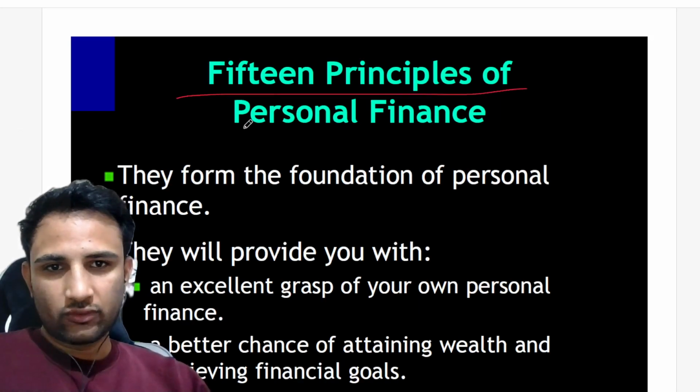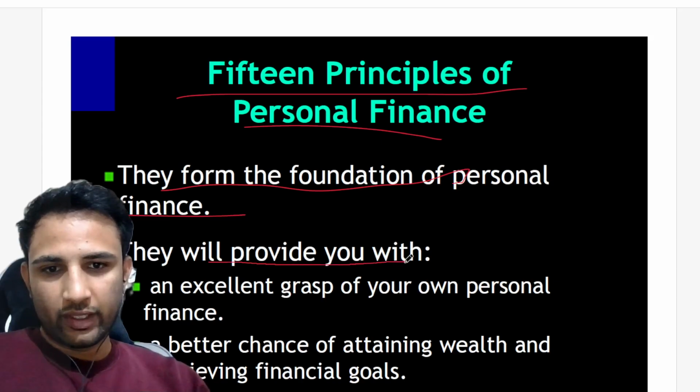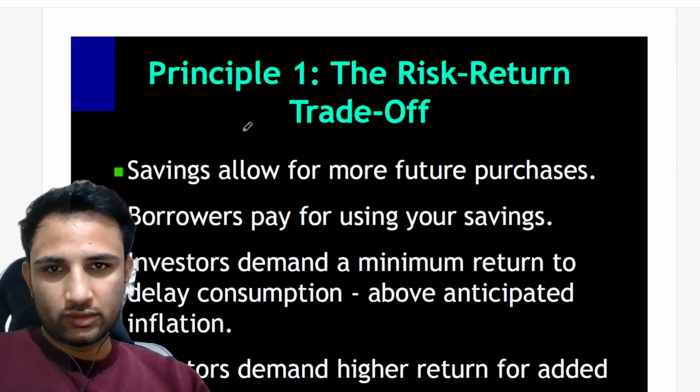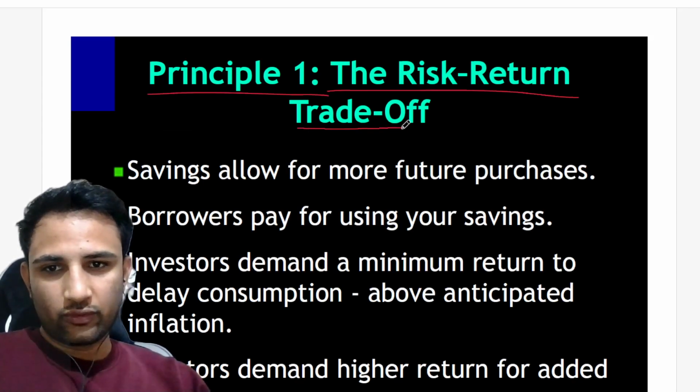15 principles of personal finance. They form the foundation of personal finance. They will provide you with an excellent grasp of your own personal finance, a better chance of attaining wealth and achieving financial goals. So principle one is the risk-return trade-off.